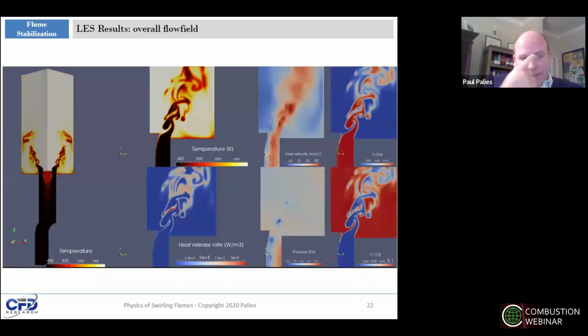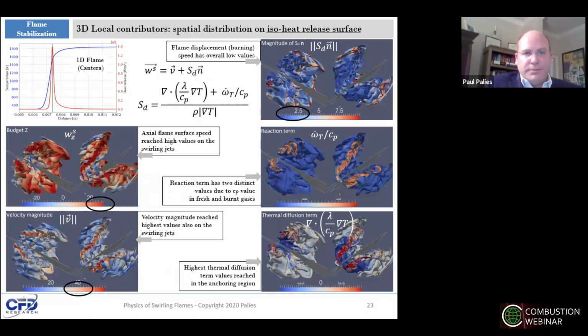Now, activating large eddy simulation, we see more wrinkling of the surface, more turbulence, and this is the data I use to investigate the flame surface speed budget and the flame speed. So here is an investigation on the flame surface. I look at the so-called local contributor I defined earlier.